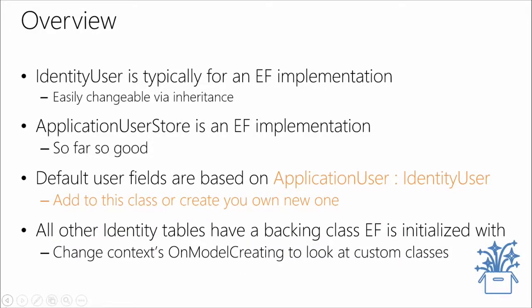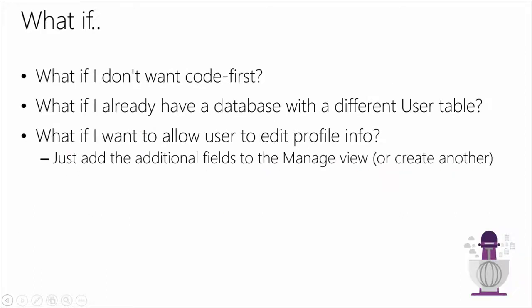Yeah, what if you want shipping address, or if you want any other field you can store their customer or profile? So let's check that out here. All the other identity tables have a backend class that Entity Framework is initialized with. So we have the ability to change essentially where Entity Framework looks for these entities and where it looks for the tables, meaning we can change any of these table names. And we can also change some of the schema up a little bit as well.